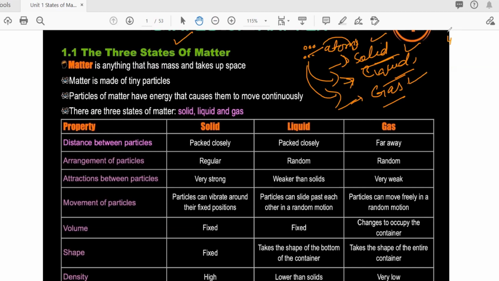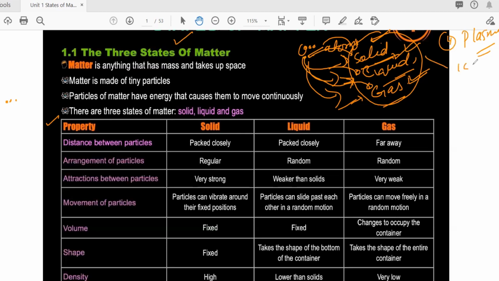There is another, fourth state, known as the plasma state, but that's not in your syllabus. So you will just focus on these three. Now, why are the atoms known as solid, why as liquid, and why as gas? If we want to study this, we have to take help of some properties. The same atom can be in solid, liquid, and gas. For example, solid is ice, liquid is water, and gas is steam.